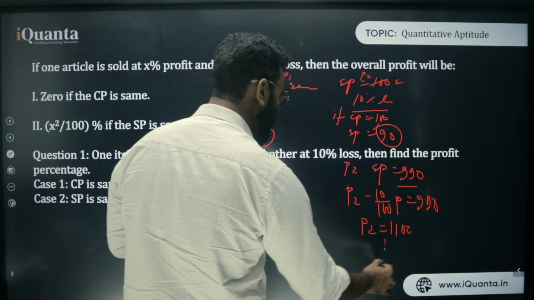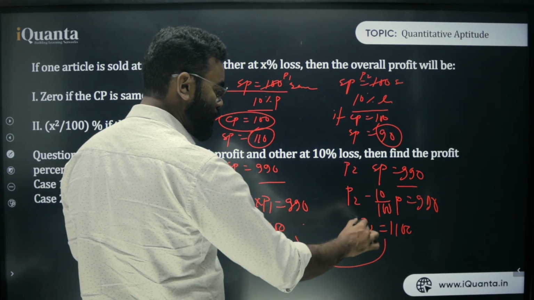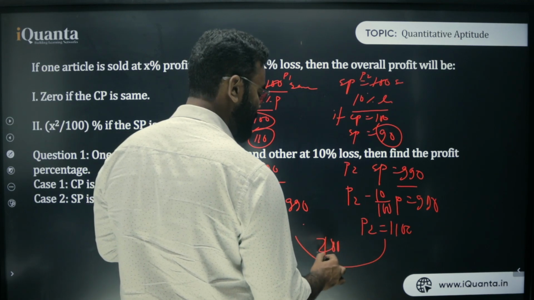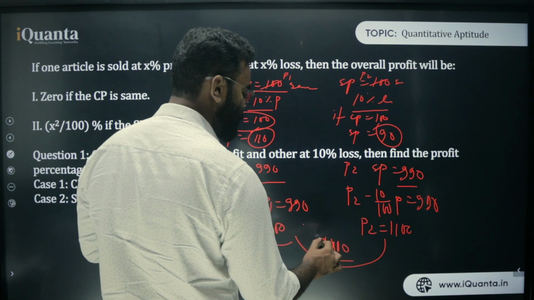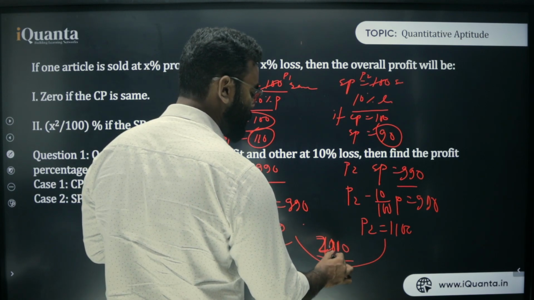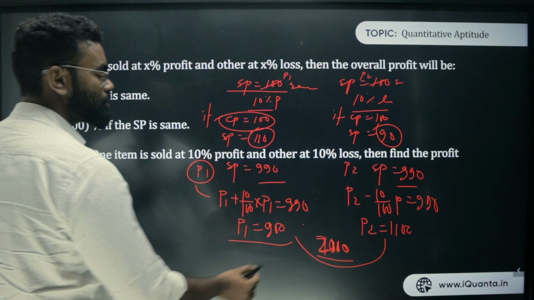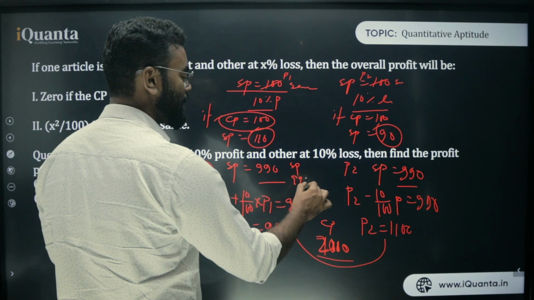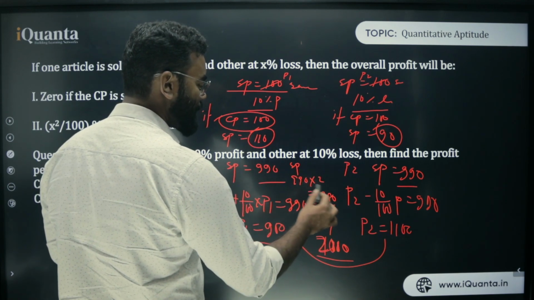So what is the total cost price? That is 900 plus 1100, the total cost price is the sum of these two, which is 2100. Sorry, the total cost price is 2000. I'm so sorry. That is 1100 plus 900. The total cost price is 2000. Am I clear? Now the total cost price is 2000 and the total selling price is 990 into 2, which is 1980.